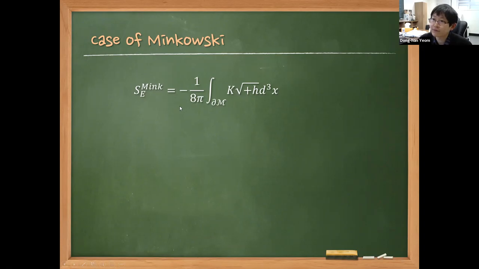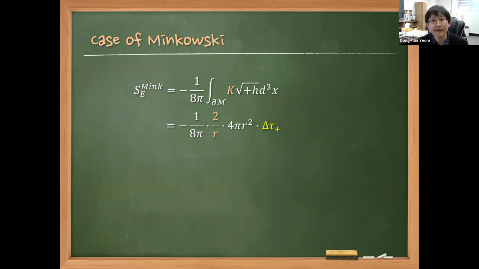In the Minkowski background, again, we have the same form of the Gibbons-Hawking boundary term, but the metric is different. So the extrinsic curvature term is a little bit different. And then you need to integrate over the Euclidean time. But as I mentioned, in the Minkowski case, you can identify with any time period. Then how to choose such a time coordinate? This is the question. So I just denote the Euclidean time period of the Minkowski by delta tau plus.